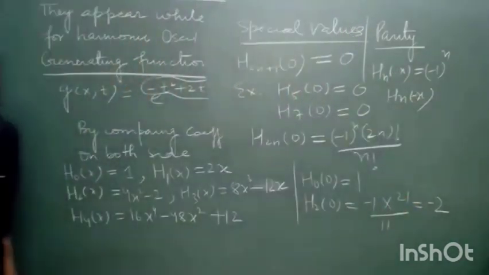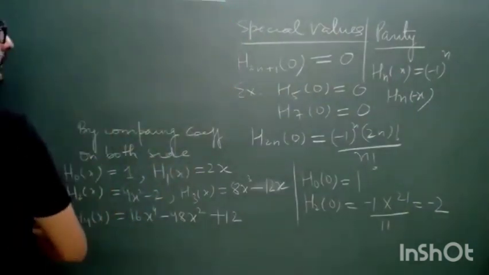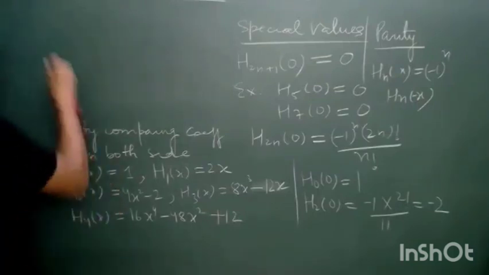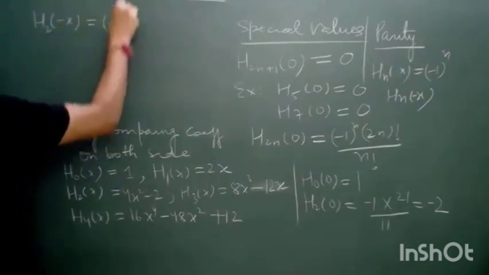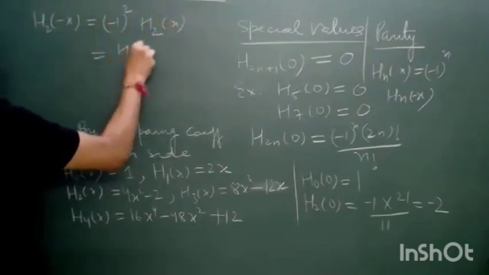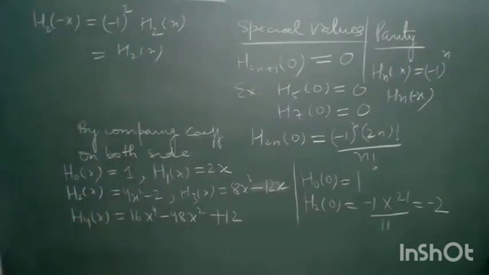So let us calculate using this. Suppose I want h2 of minus x. So it will be minus 1 to the power 2 h2x, correct? Which is equal to h2x. So in h2 if you replace x by minus x, nothing will change. सही है ना? So this is the parity relation.